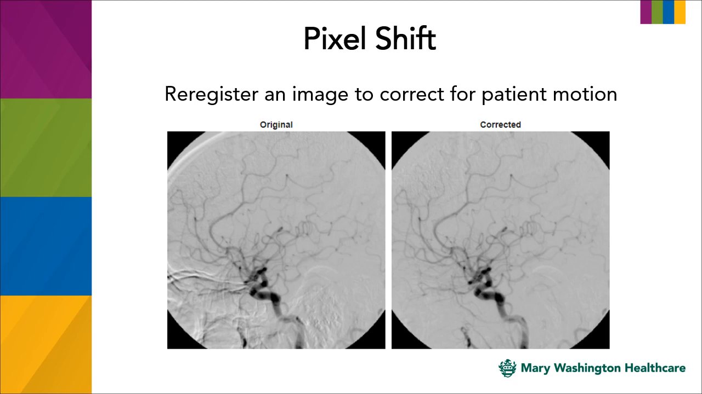Pixel shift is to re-register an image to correct for patient motion. The idea is that on the image on the left-hand side, the patient had moved, and the image on the right is where it was corrected. Instead of having to repeat the study, all we have to do is use software.